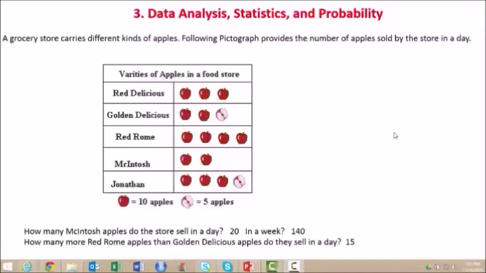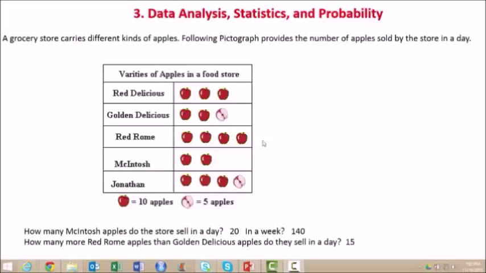Okay, we are going to discuss some graphs and charts in this session. So let's start with the first one. This is called a pictograph, where you do have pictures. And in this specific pictograph, it gives you the number of apples sold by the store in a given day, okay? So all these charts and graphs are summary information of some data. In this specific case, these are the apples sold by a store.